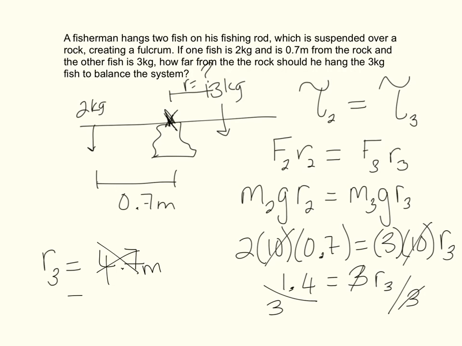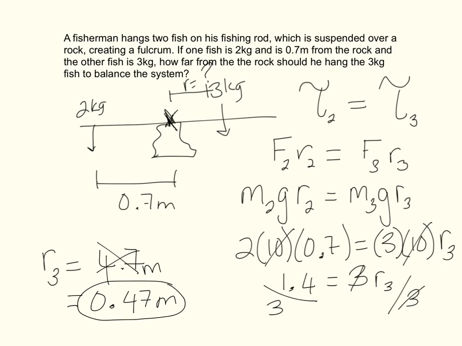So always look back at your answer and see if it makes logical sense. Because if it doesn't, unless the question has told you that these are not realistic numbers, you might be able to look and see that maybe you made a bit of an error. So there we go. We have that you need to hang it 0.47 meters away.